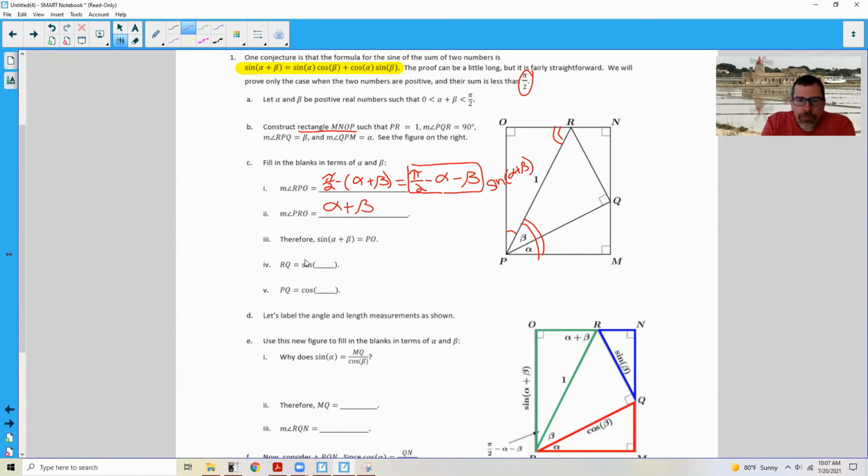Part 4 says RQ equals the sine of what? Well, sine is opposite over hypotenuse. Opposite in this case is RQ over 1. So the sine of beta is opposite RQ over 1. So that's RQ. PQ would be the cosine of beta. So cosine of beta is PQ over 1. It's just simply PQ. Okay, got that so far?